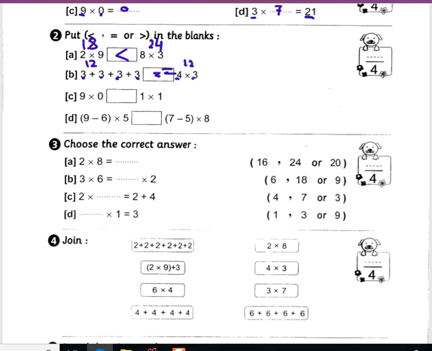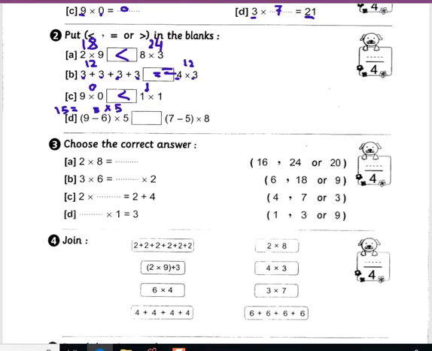Number C, he said 9 times 0. 9 times 0 equals 0. 1 times 1 equals 1. Which is greater here? 1, it will be greater. Here we have two operations, subtraction and multiplication. First we solve 9 minus 6. 9 minus 6 equals 3. 3 times 5 equals, here final result equals 15.